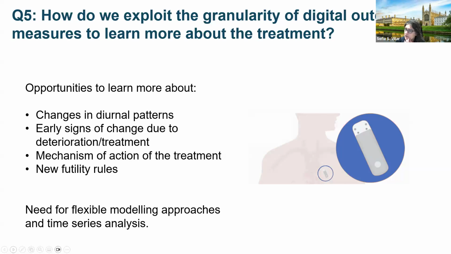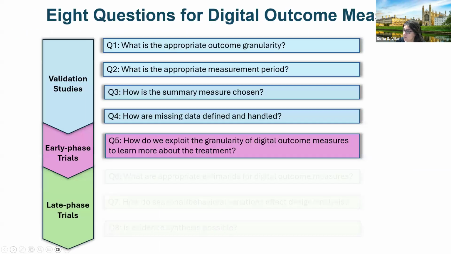So the point here is that in order to answer question 5, we do need to have more flexible modeling approaches that use the full granularity of the data instead of reducing it to one measure. And this will necessarily take us to time series analysis and other kinds of modeling techniques that might be more complex. But this is the way we think we might get answers to make phase 2 trials make the most use of this data.